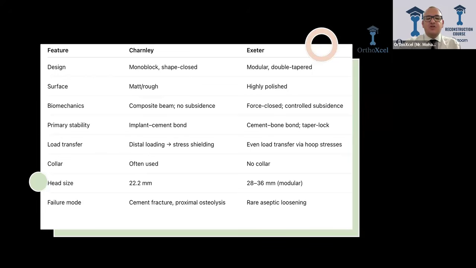Both, as I told you, this is a modular head, this is a fixed head. This encounters failures such as cement fracture or proximal osteolysis, but it rarely has septic loosening. Mostly you will have either a periprosthetic fracture or infection.